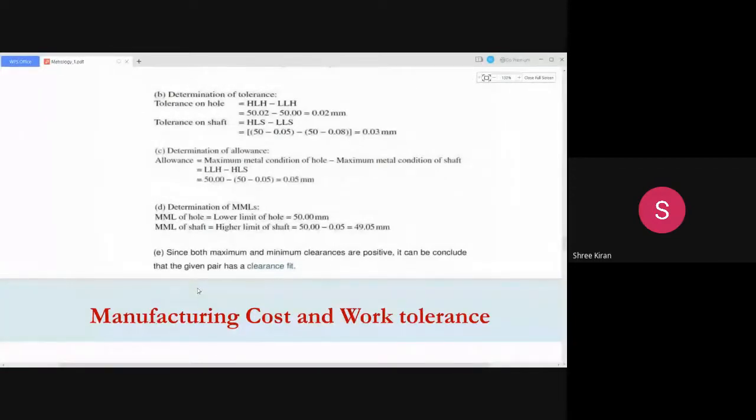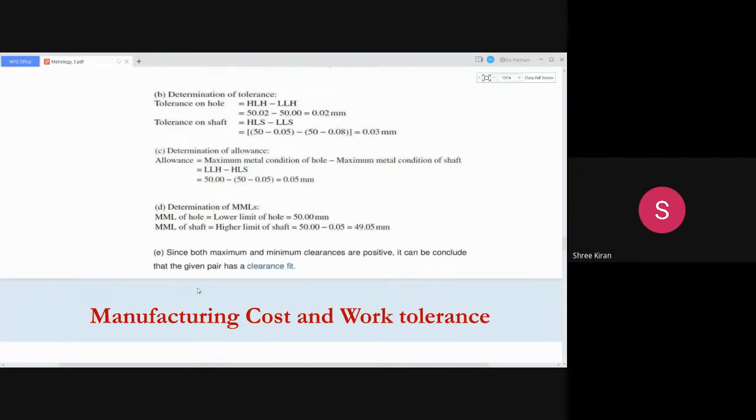So why do we say clearance fit in this case? There's always a clearance occurring between them. Please try to speak in English. If it's a mistake, also not a problem. The medium of communication in the professional field should always be English. So there's always a clearance between the two.